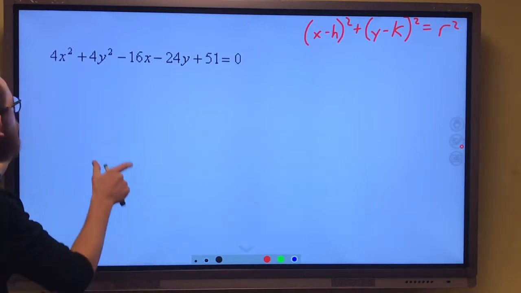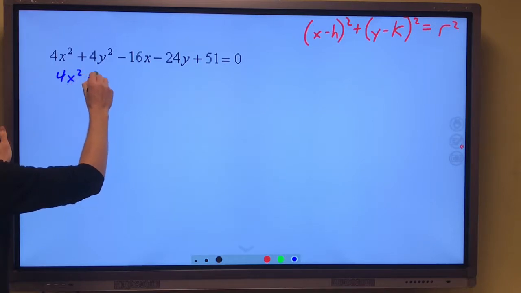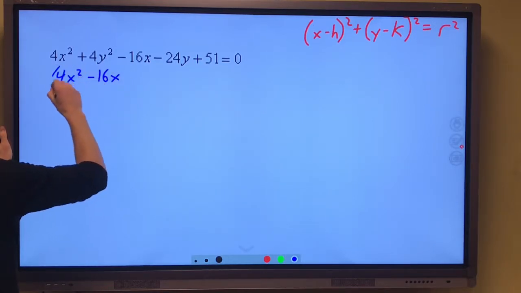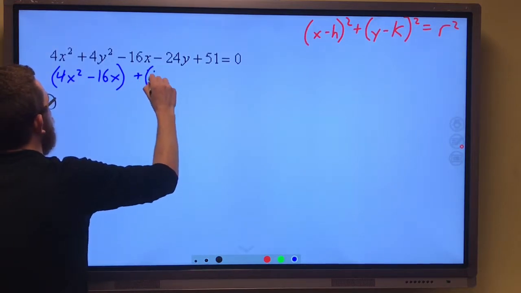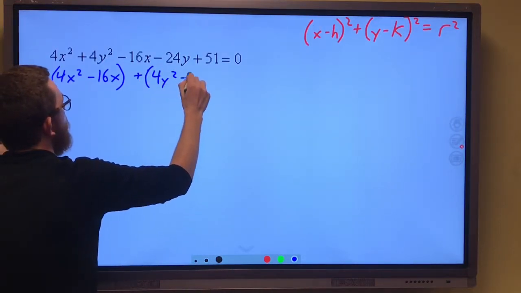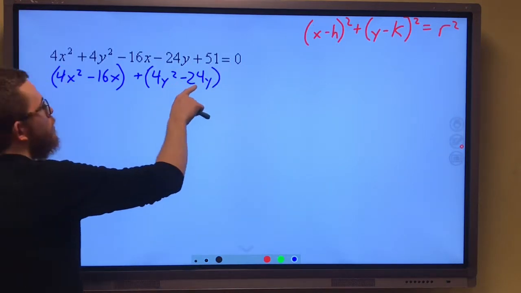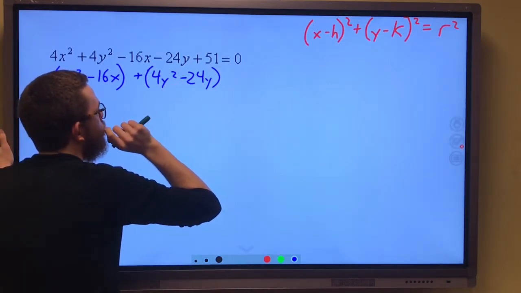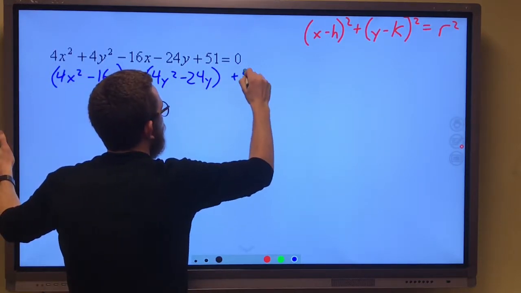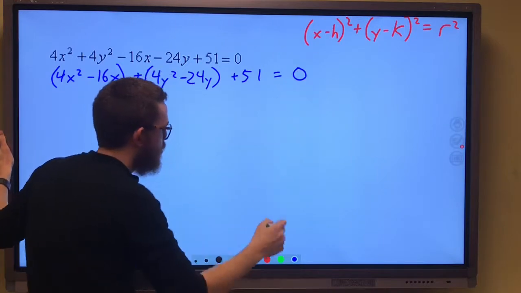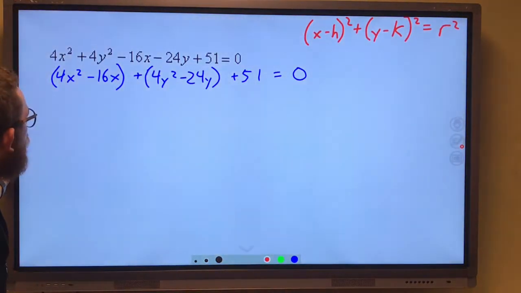Well, the first thing we need to do is group the x's together, and group the y's together. I'll just leave this 51 right here. Other people might say move that 51. I'm not going to worry about that right now.